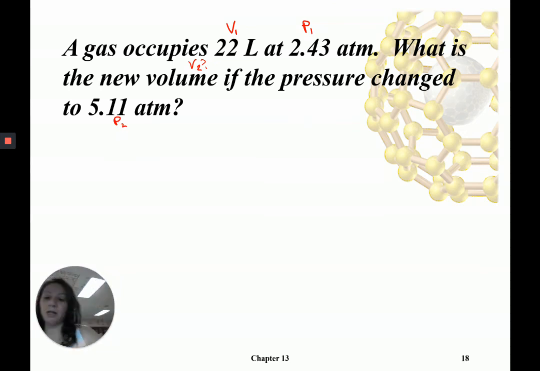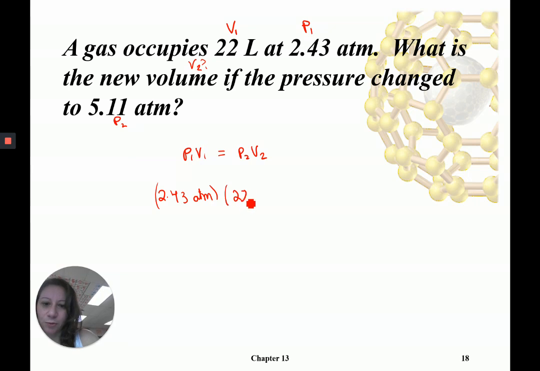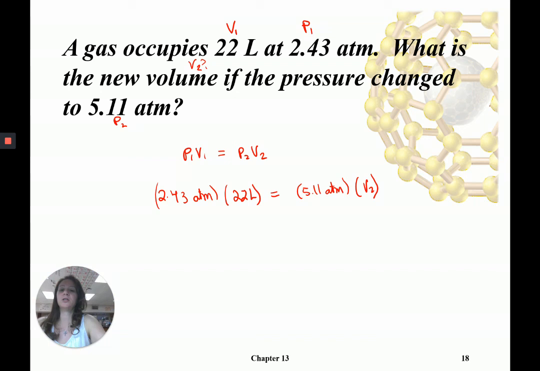So we're going to say, oh, that looks like the relationship between pressure and volume. So it's Boyle's law. So P1 V1 equals P2 V2. P1 is 2.43 atm. V1 is 22 liters. That equals P2, which is 5.11 atm, and then V2 is what we're solving for. So to solve for V2, you would take 2.43 times 22 divided by 5.11.